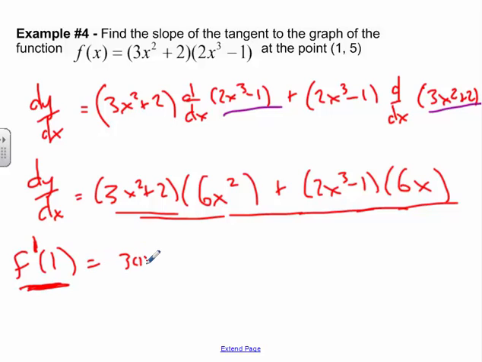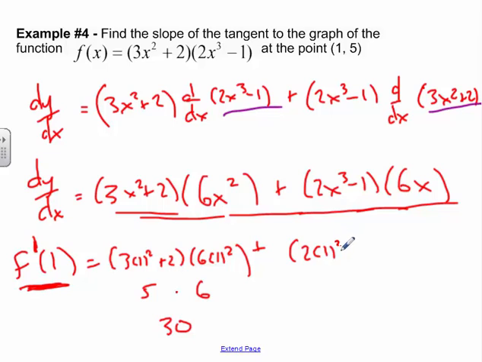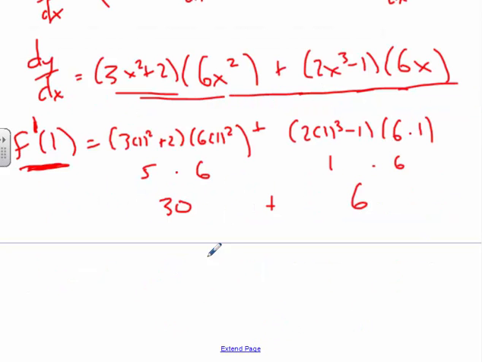So 3 times 1 squared plus 2 in that bracket would give you 5. And then 6 times 1 squared in this section here would give you 6, which gives you a running total of 30. And then over here, you've got 2 times 1 to the 3 minus 1, which is 1. And then you've got 6 times 1, which is 6, giving you a running total there of 6. So for our final answer, it's 36.